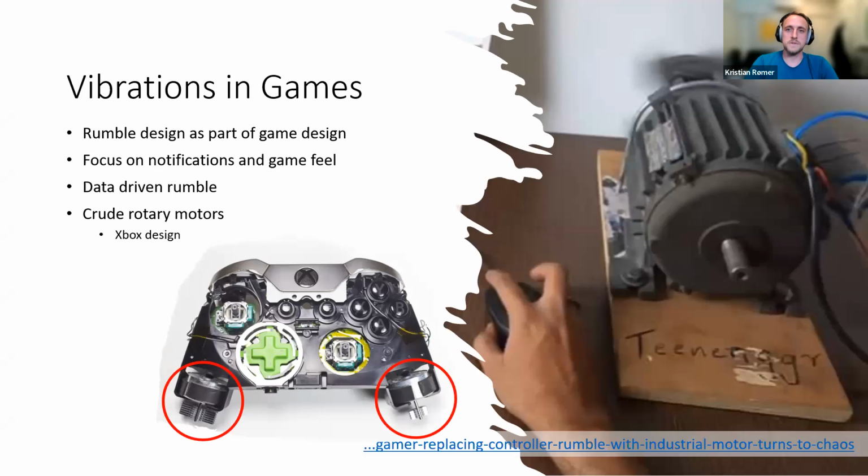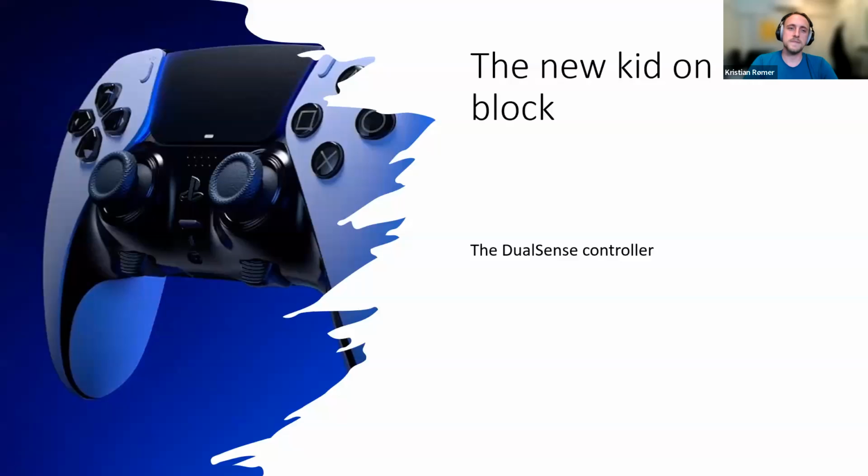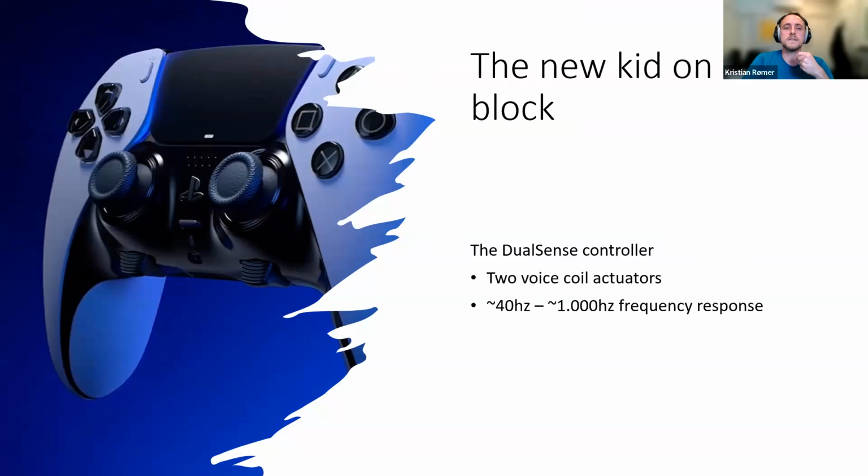But now some interesting leaps in technology has allowed us to go beyond these crude vibrations, and that's the DualSense controller that was released back with the PlayStation 5. The interesting thing about the DualSense controller is not only that it has two identical voice coils, but it's also that it's much more nuanced in the feedback. You can create meaningful feedback from around 40 hertz up to, again, as I said before, 400 hertz, where you can actually create a lot of different types of vibrations in that field.